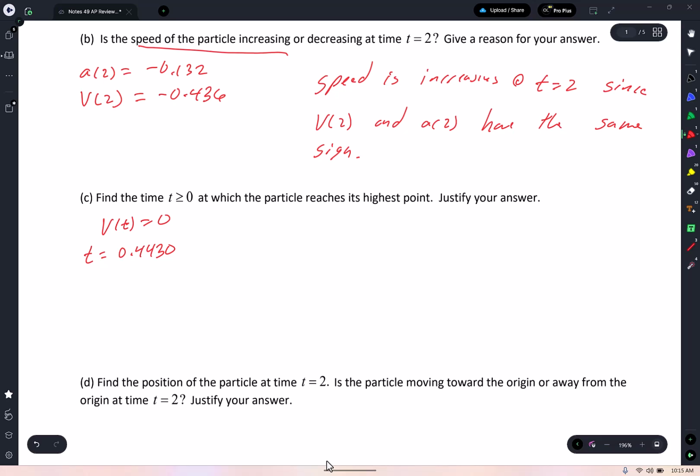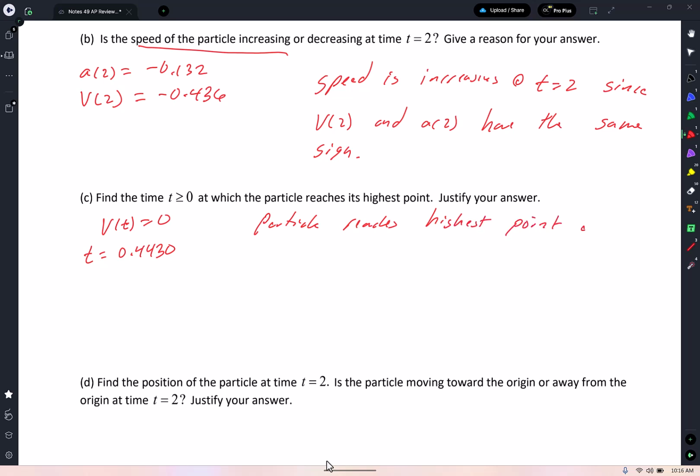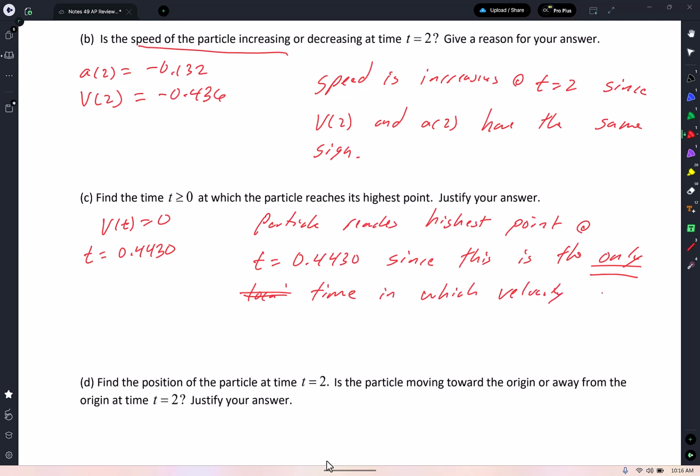And I'm going to say this. Particle reaches highest point at t equals 0.4430, since this is the only time in which velocity changes from positive to negative. If you want to be more specific, semicolon, indicating highest point.